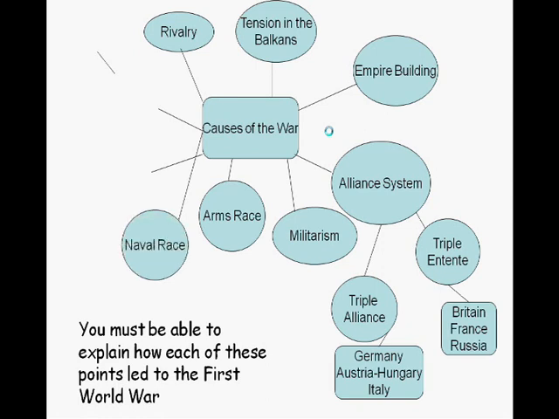I've just explained that. Arms race is how you can have the most machine guns, who can stockpile the most ammunition, who can have the biggest armies. In Germany and in France, they both had conscription armies, this sort of thing.